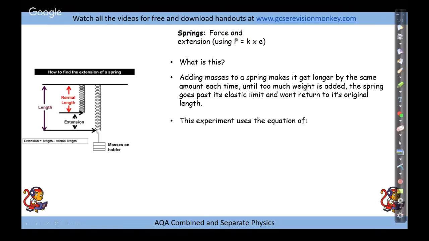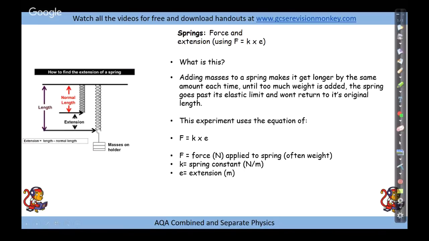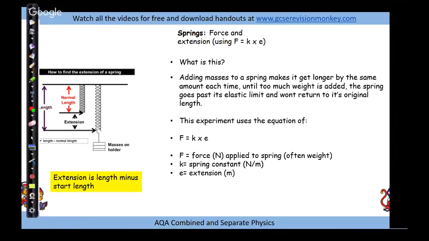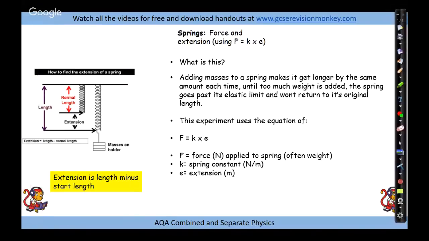Now the experiment uses the equation of F equals K times E, where force is the weight applied to the spring, and the spring constant K, and the extension E. Now they love asking questions about this, about what is the extension exactly. Well, the extension is the length, the full length of the spring once it's had masses added onto it, take away the original length. So your extension is the difference between the two. It's that little bit there.